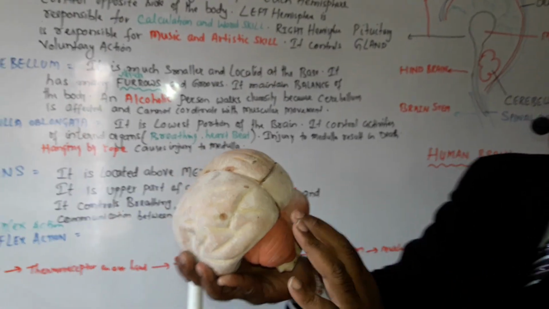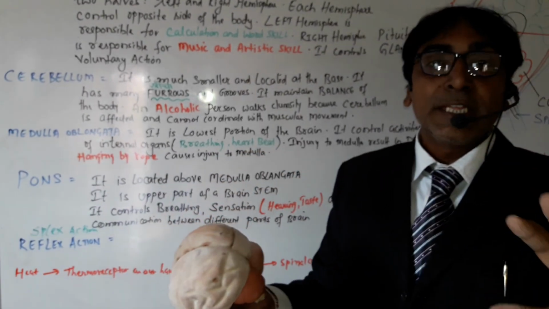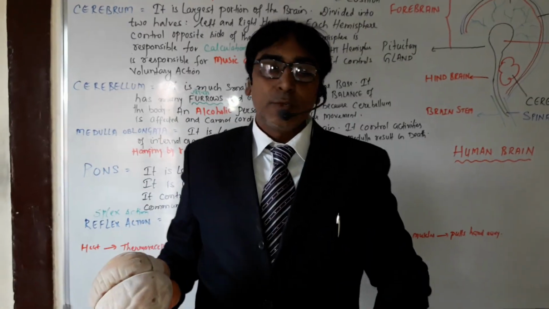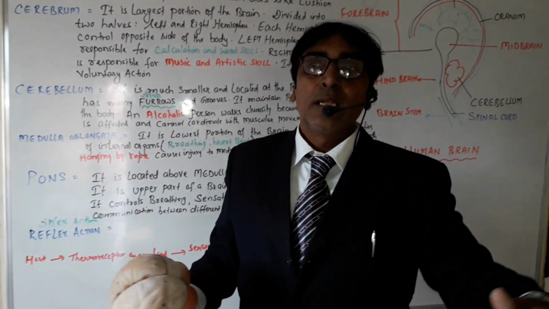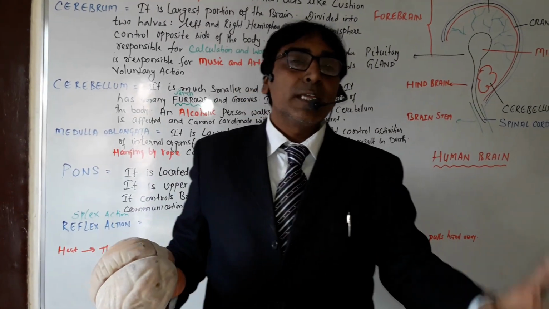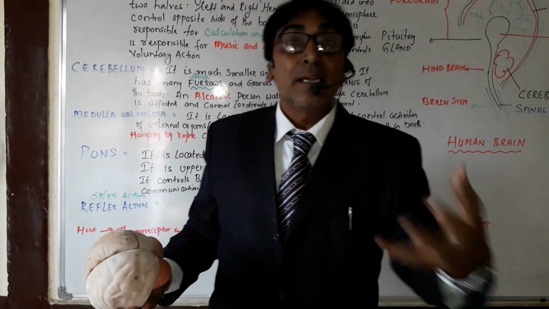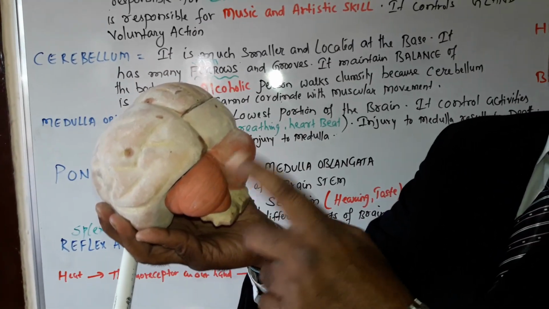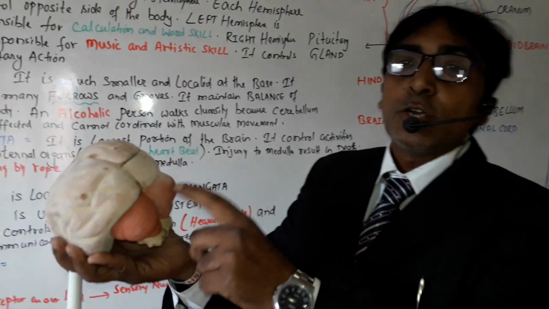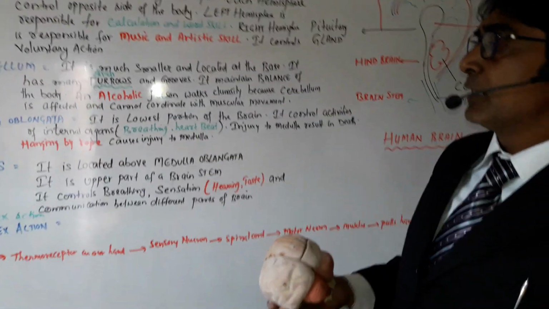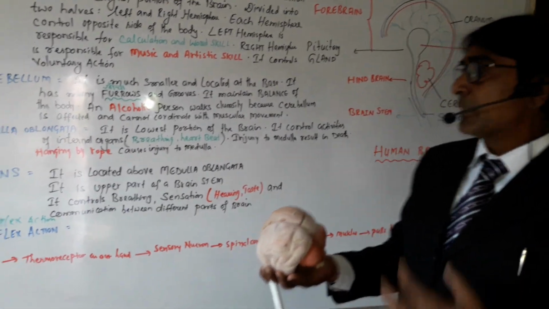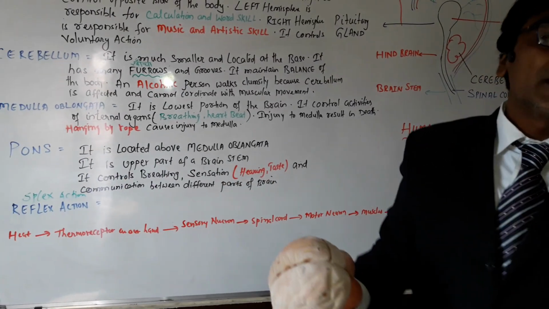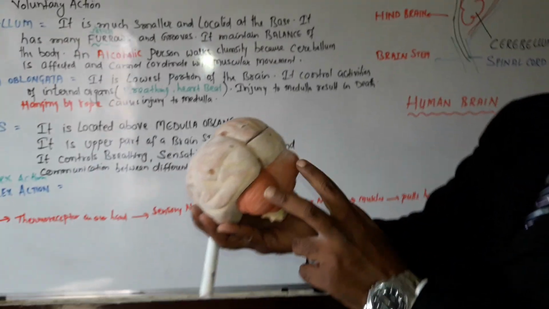The important function of the cerebellum is that it maintains the balance of the human body. When you walk on the road, you find some alcoholic people who cannot walk properly. He walks clumsily, because the cerebellum doesn't coordinate with his body. He cannot coordinate the muscular movement, and that's why he falls. This is the function of the cerebellum.